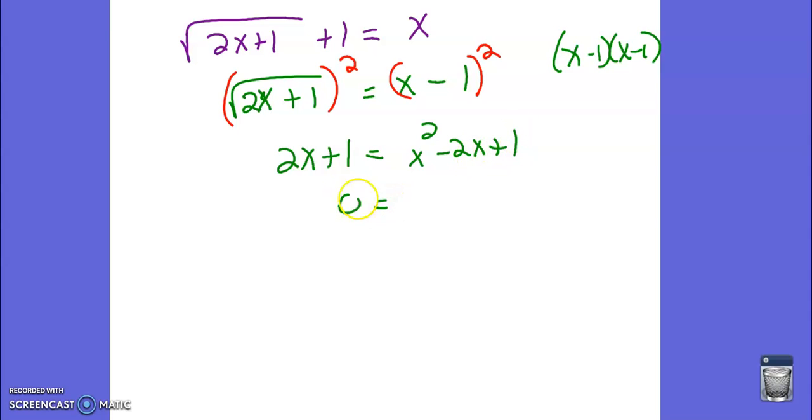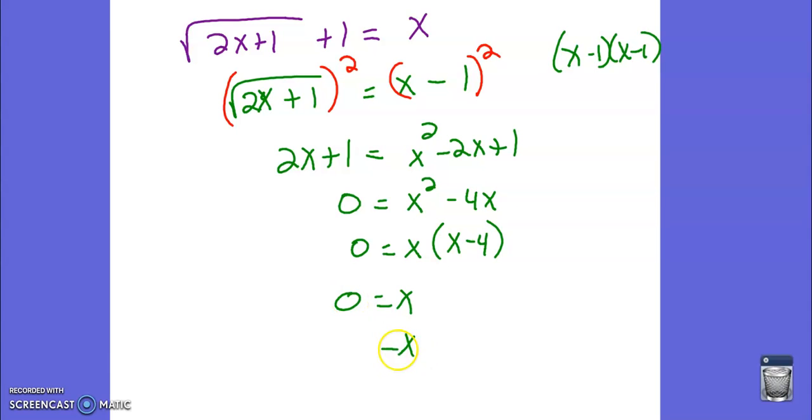And we're going to bring everything over to one side. It's easier in most cases to make the x squared positive, so I'm going to take it to the right. We're going to factor out an x. So we get x equals 0, and we get x equals 4. And again, make sure you check your answers to make sure that they work.